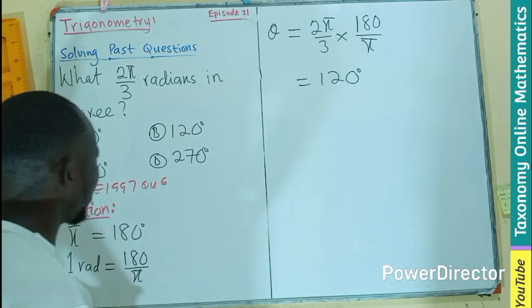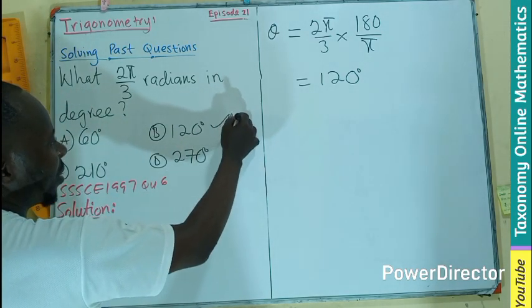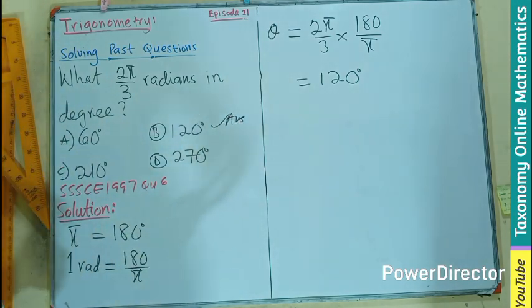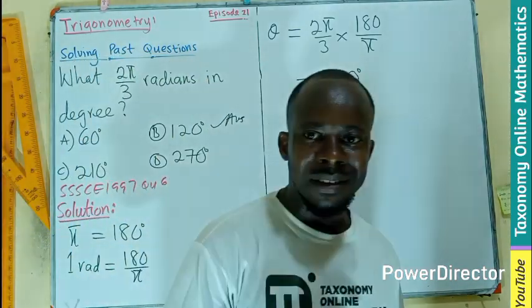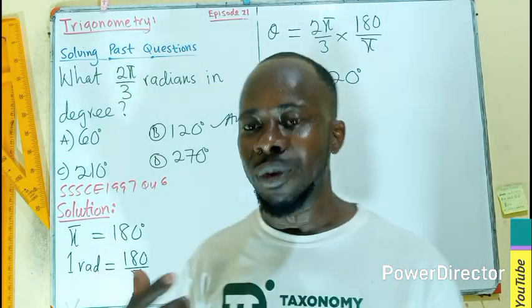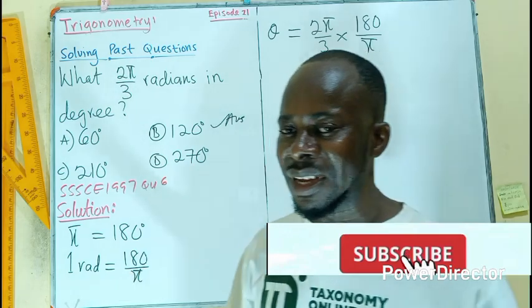So the value we are looking for here is 120 degrees, which is the same as 2 pi on 3. I guess if you watched the previous episode, this would have been a 5 seconds calculation for you.